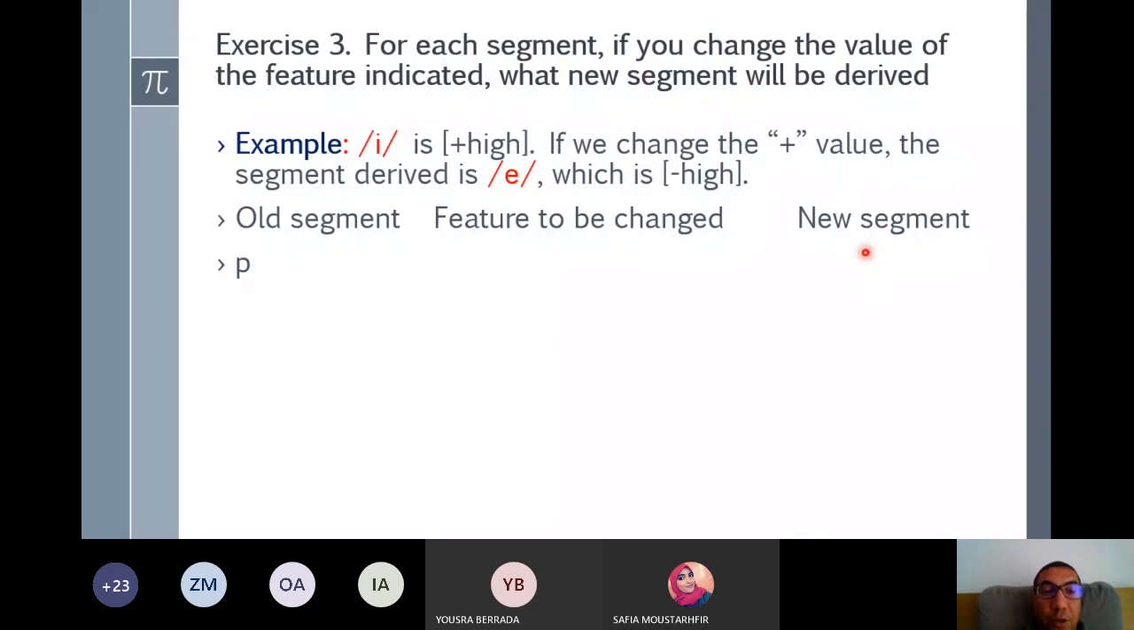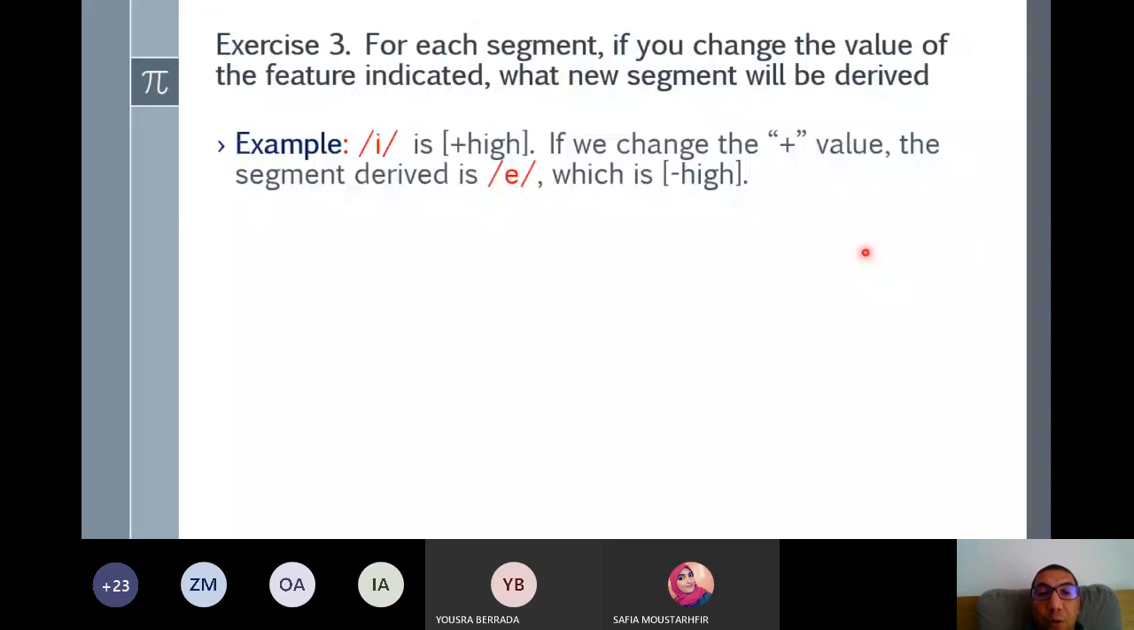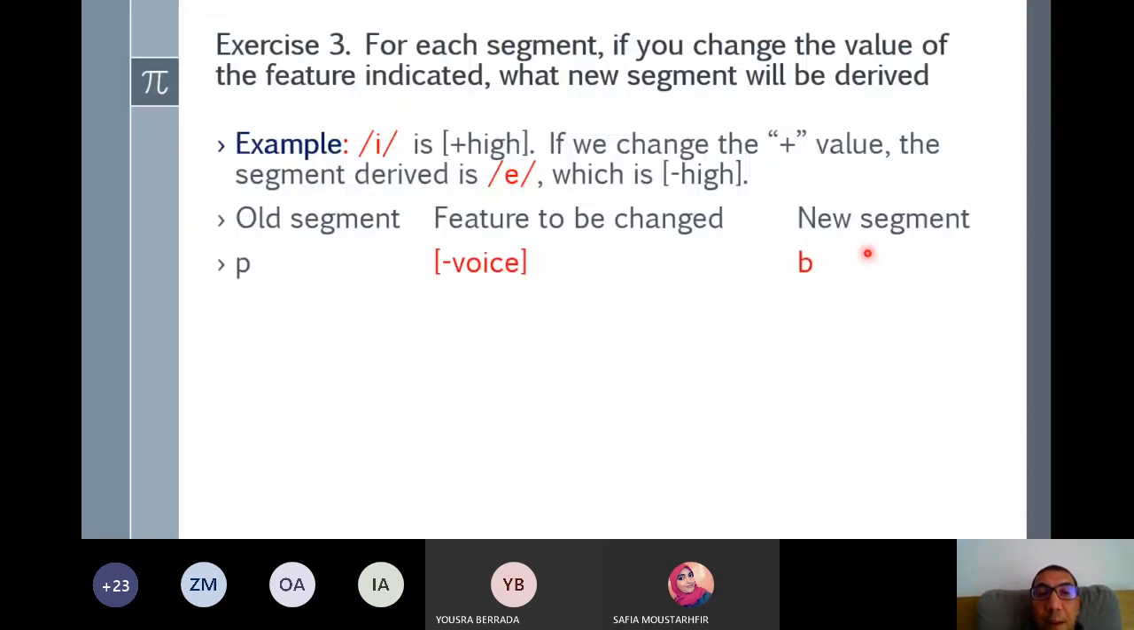So we will do this for p, y, h, and for the vowel o. This is the answer for p. P is minus voice, and if you change that feature into plus voice, then we derive the voiced segment b. Y is minus syllabic, and if we change minus syllabic into plus syllabic, then we will have the vowel e.